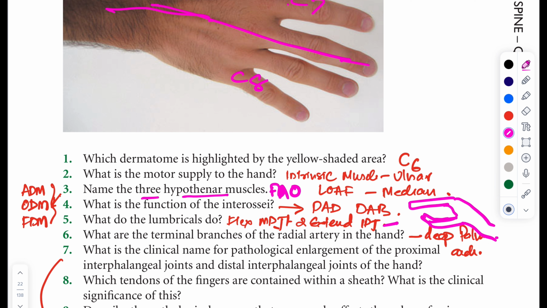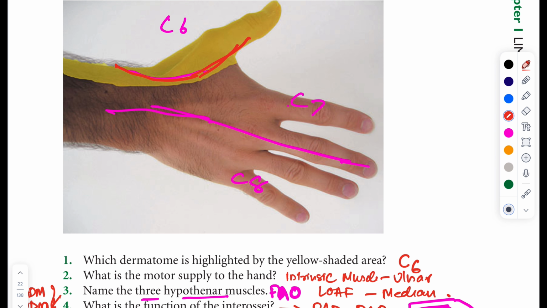What are the terminal branches of the radial artery in the hand? So the radial artery divides into princeps pollicis and radialis indicis. So here is the radial artery, princeps pollicis. It divides into this, after the snuff box, into princeps pollicis and indicis, so it supplies the two. And then it forms the radial side of the deep palmar arch.